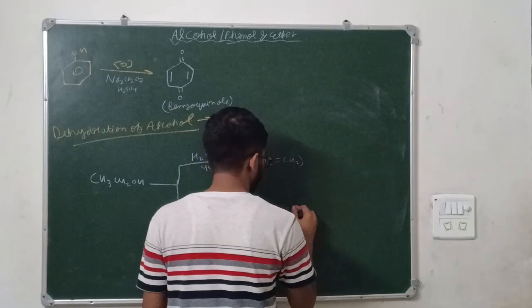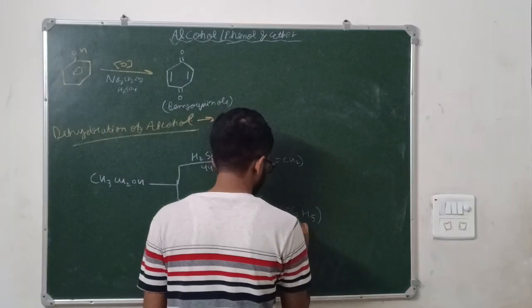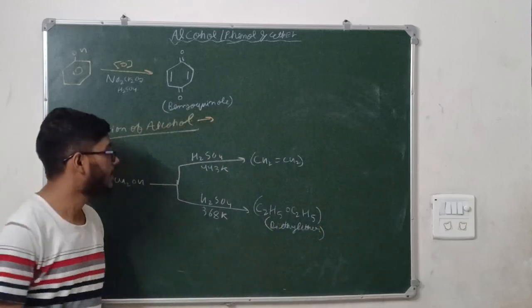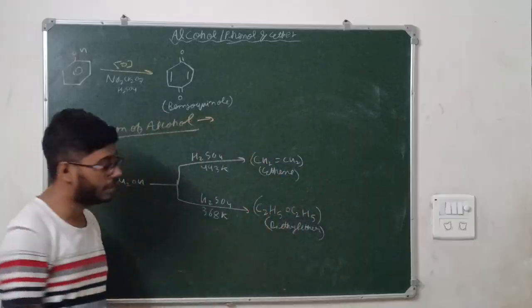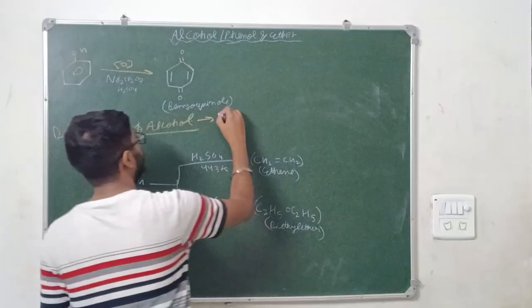C2H5OH means O, C2H5. This is what? Diethyl ether. And this is what? Ethene. These are the two different products at different what? Temperatures. So this is very important.